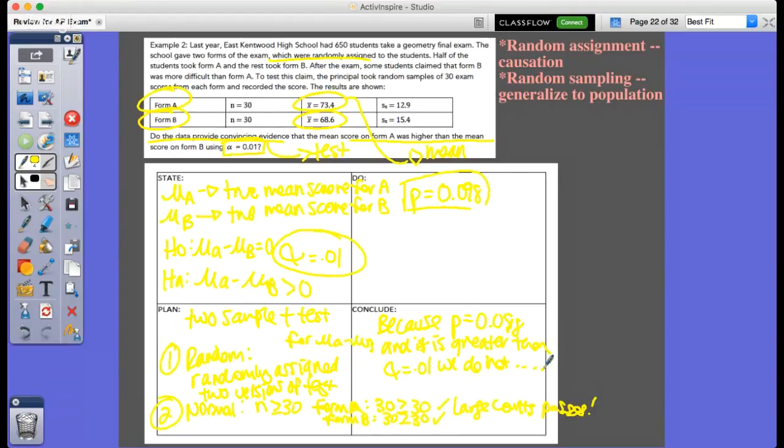That doesn't mean that this is a fair test. It just means we don't have convincing evidence to state that Form A would have higher scores than Form B. So again, just a heads up there. That's what we would be looking for on that. And again, that's what we'd expect.